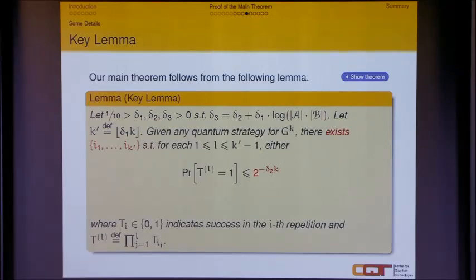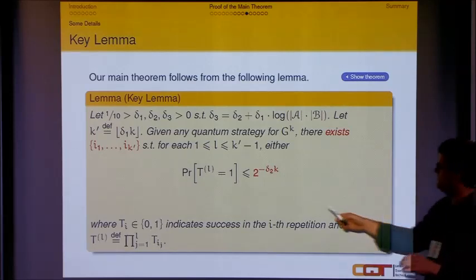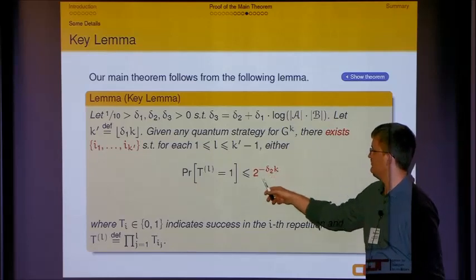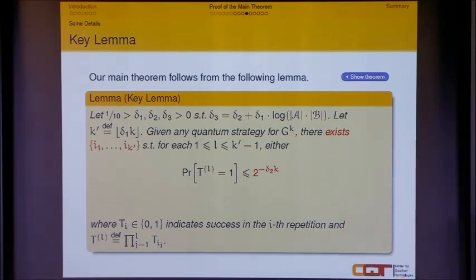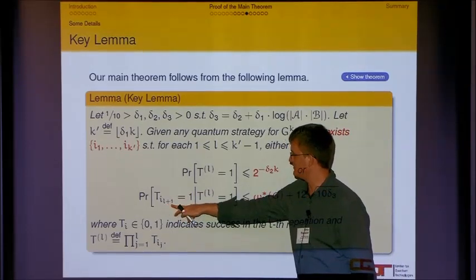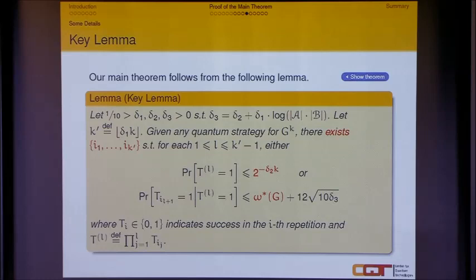The lemma says that given any quantum strategy for G to the k, there must exist a set of coordinates of size k prime, such that for each L between 1 and k prime minus 1, either the probability of success in the first L coordinates is already exponentially small, where this t_L is just the probability of success in I1 to IL, which already implies the theorem. Or if this doesn't happen, then what we show is that the probability of success in the L plus 1 coordinate, given that we were successful in the first L coordinates, is upper bounded by the value of the game plus some small constant. Since k prime is a constant fraction of k, this will give an exponential decay in k.